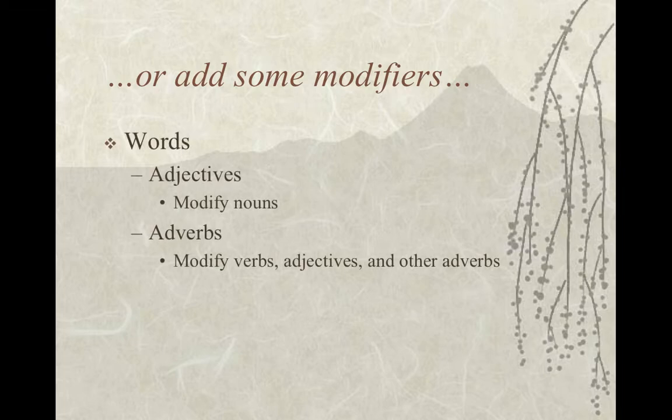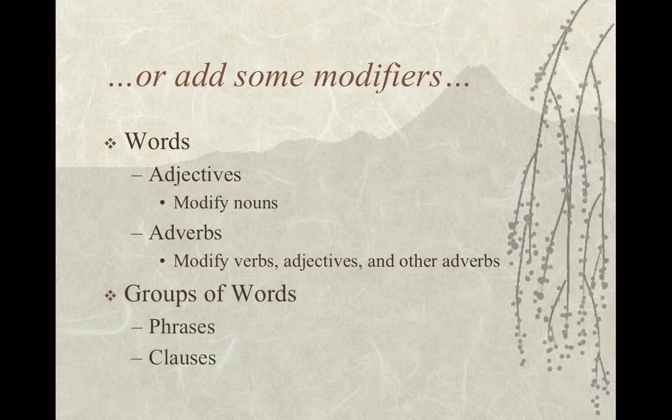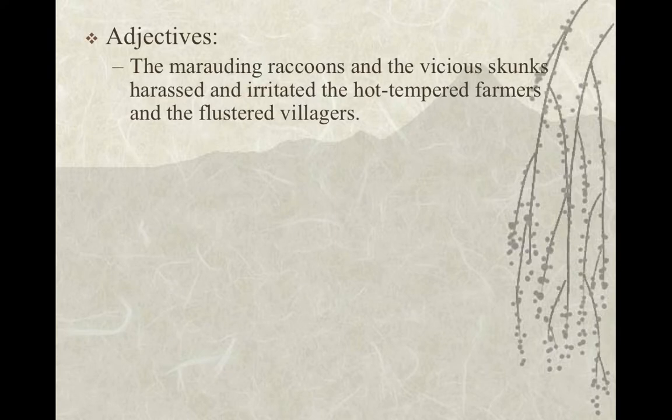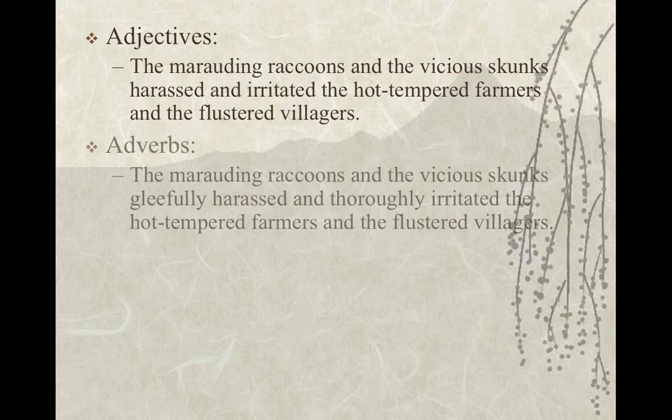So modifiers, of course, are words, adjectives that describe nouns, and the adverbs that modify verbs, adjectives, or other adverbs, or groups of words, phrases, and clauses. So let's do these one at a time. First, let's add some words to modify. In English, we put that word right in front. The marauding raccoons, the vicious skunks, the hot-tempered farmers, the flustered villagers. We wouldn't say the car red. We say the red car. In English, that's straight ahead, no comma.